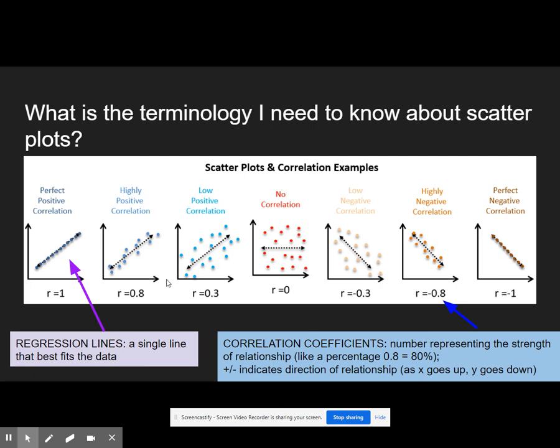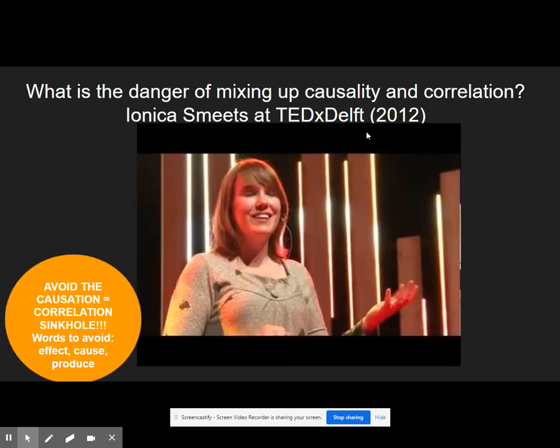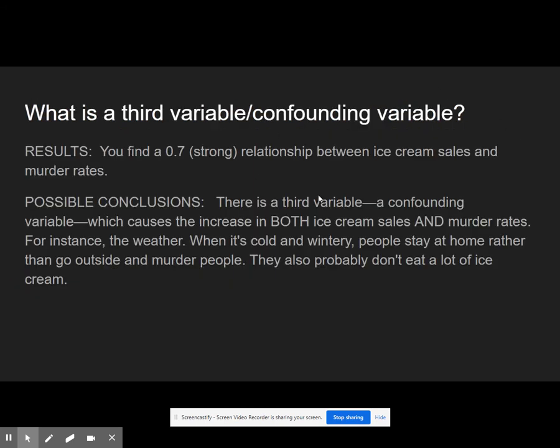So just because as ice cream sales go up, murder rates do, that doesn't necessarily mean that these two variables are related in a way that we can draw some sort of meaningful relationship. In that case, what we're talking about is a possible confounding variable problem. Is there a third variable that has some sort of relationship that's stronger between ice cream sales and murder rates? You probably know this, there is.